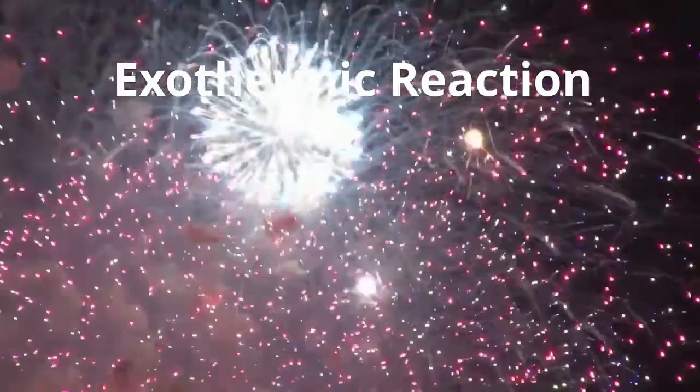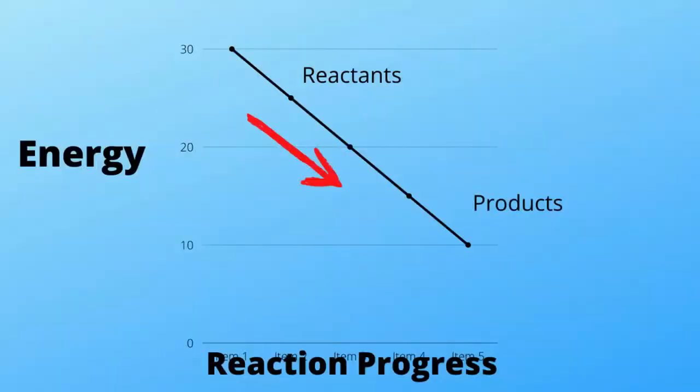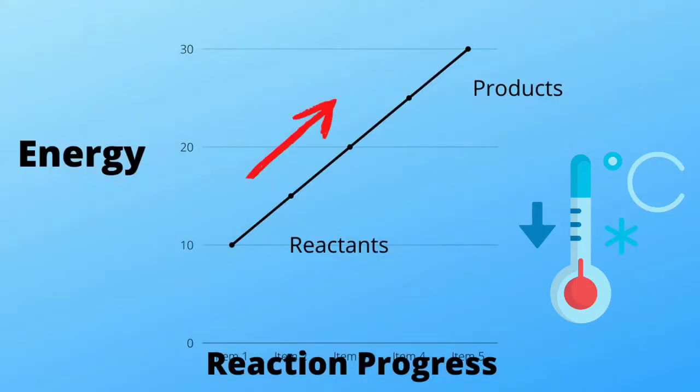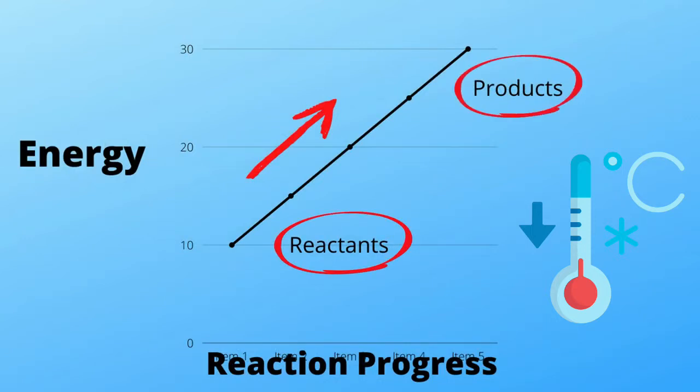In exothermic reactions, more energy is released when the bonds are formed in the products than is used to break the bonds in the reactant. Meanwhile, chemical reactions that absorb or use energy are called endothermic. These reactions lower the temperature of their surrounding area, thereby creating a cooling effect.